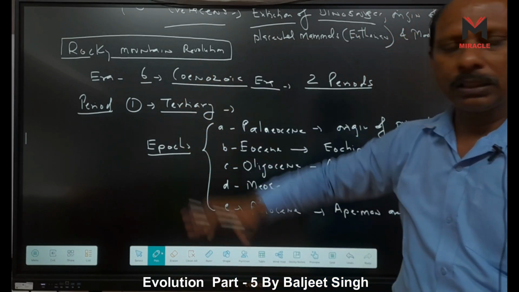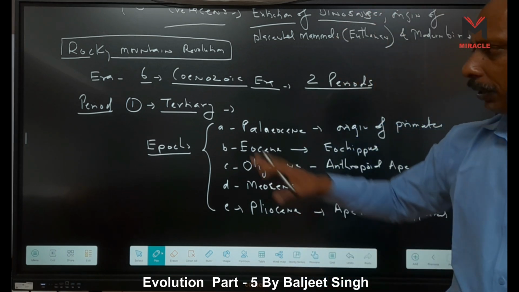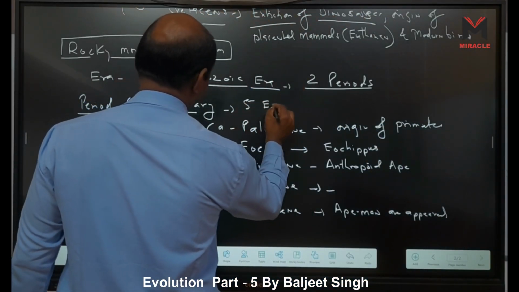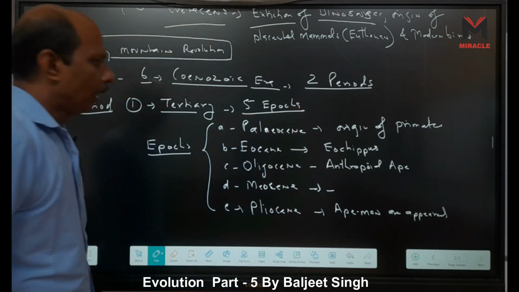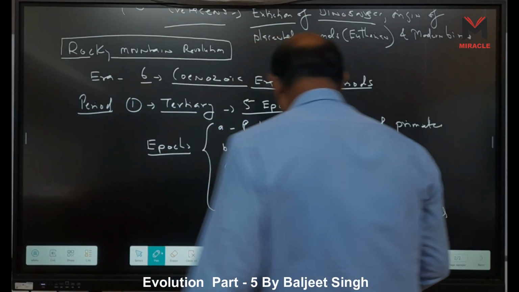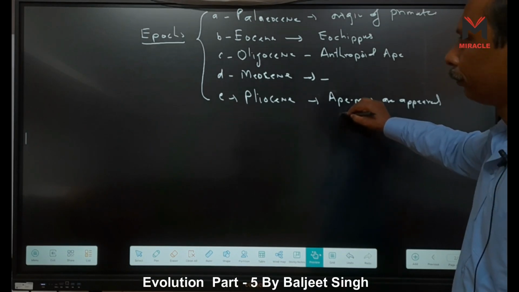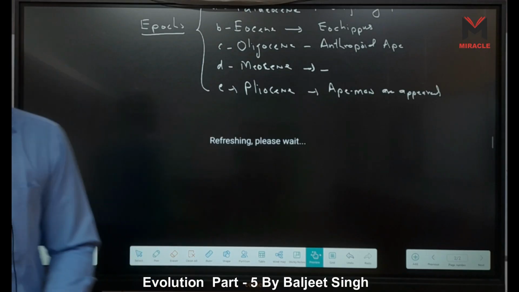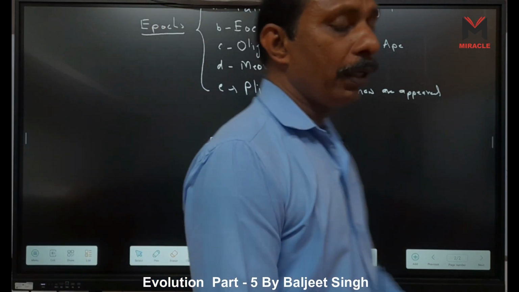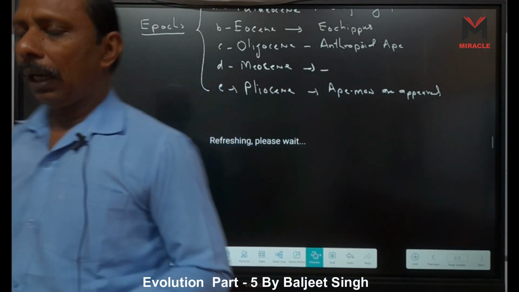Our Cenozoic era is divided into two periods: the tertiary period and the second one, the quaternary period. The tertiary period is further divided into five epochs: Paleocene, Eocene, Oligocene, Miocene, and Pliocene. Now the last one is our quaternary, which has only two epochs, called Pleistocene and Holocene. That is the last era.